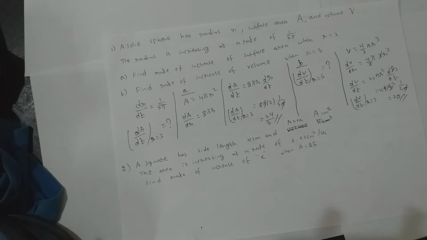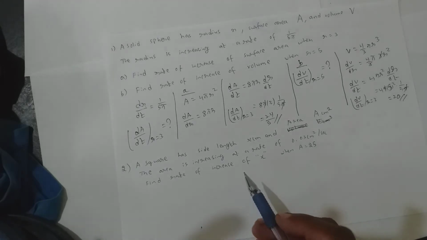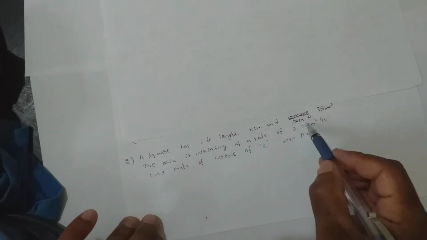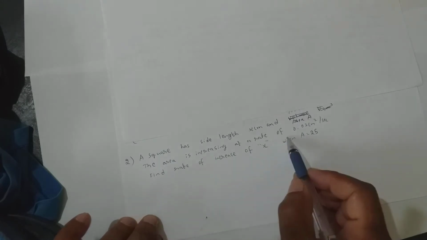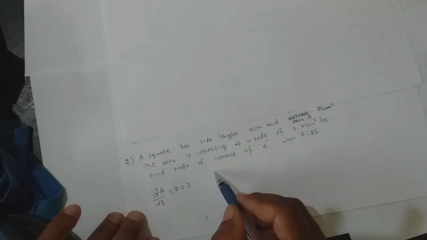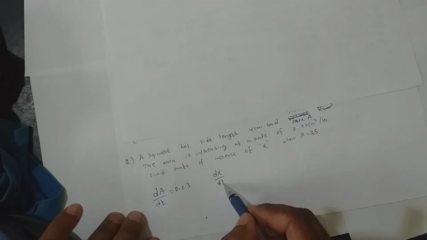Are we clear how we are doing all these sums? Now look at next sum. The square has side length x centimeters and area A. The area is increasing at a rate of 0.03. What is increasing? Area. So dA by dt equal to 0.03. Find the rate of increase of x. So dx by dt equal to how much is the question mark?